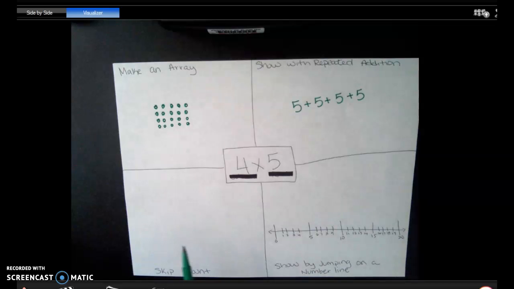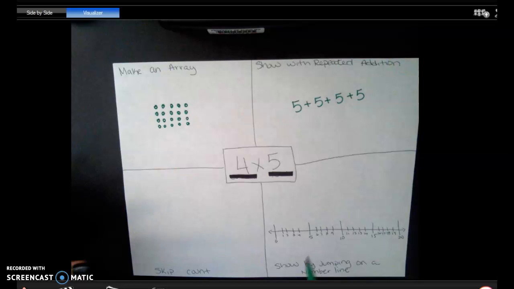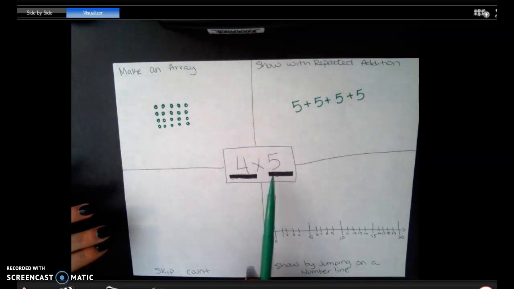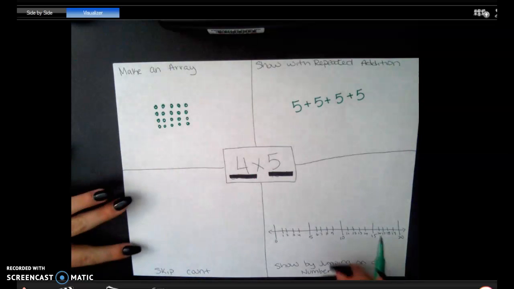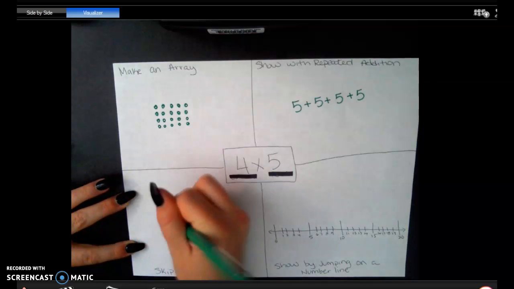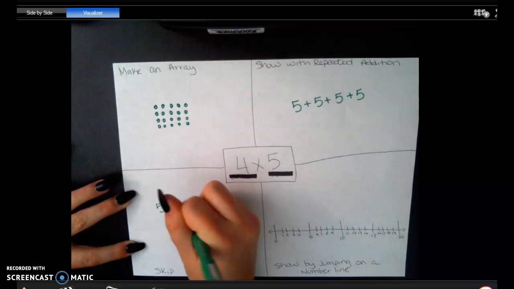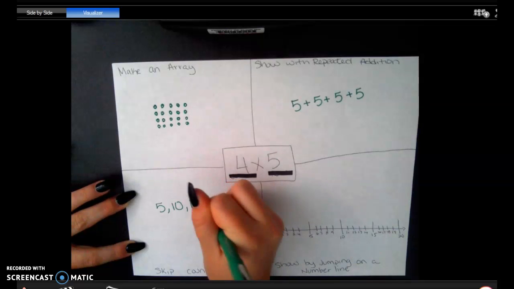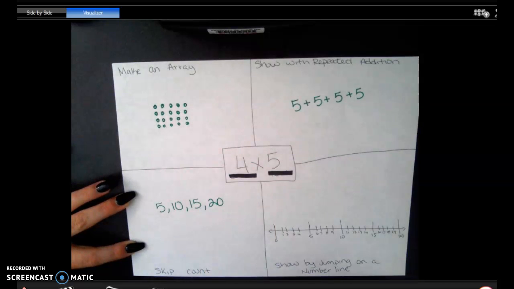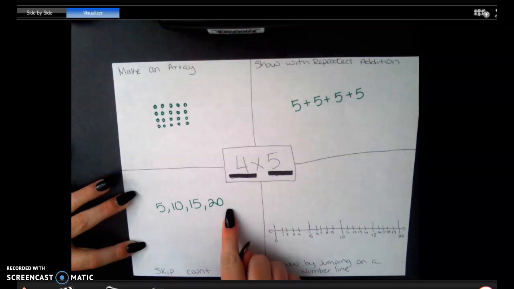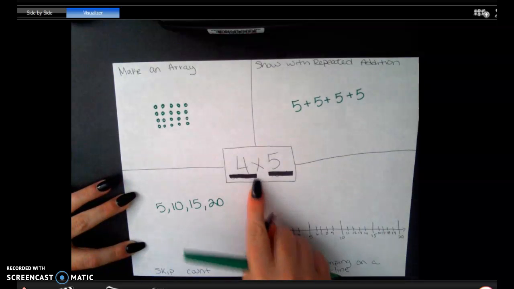We are only going to go up or count by 5s 4 times because the equation is asking us 4 times 5. So what this is going to look like is going to be 5, 10, 15, 20. We only count by 5s 4 times because it's 4 times 5.